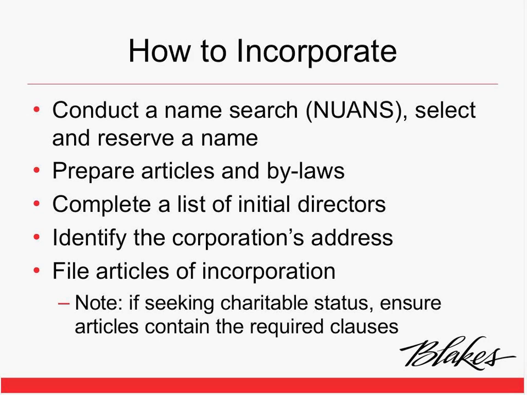You'll then draft the articles and bylaws, which we'll discuss in a little bit more depth throughout this presentation. You'll also complete a list of initial directors and the corporation's address. Once you have the ancillary documents, you'll file the articles of incorporation. But make sure to abide by the specific requirements of your jurisdiction, particularly if the organization is seeking to be designated a charity, as the purpose of the organization as set out in the articles must be described in a particular way.